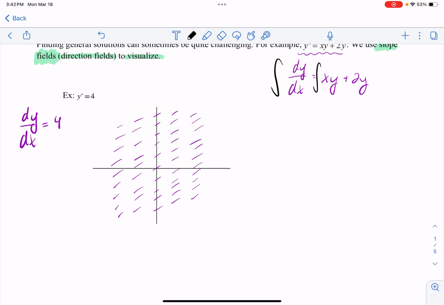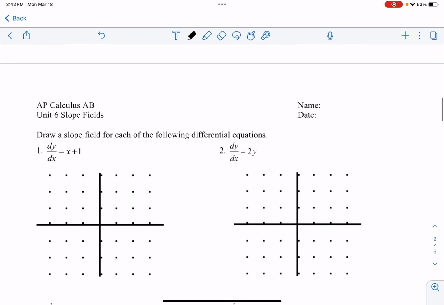So if I just picked a random point, well, my line goes through this point here. This is what that line looks like, because it's following along with that slope field, because we know that slope is 4 everywhere. Okay, so that's a very basic example. We're going to get into slightly more complex examples.